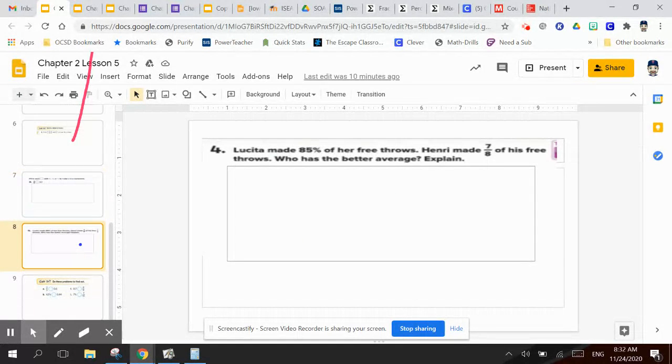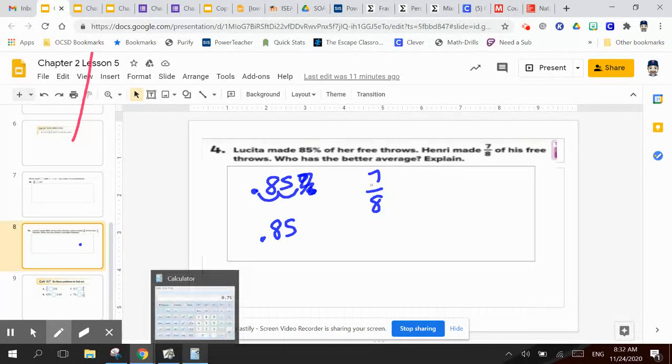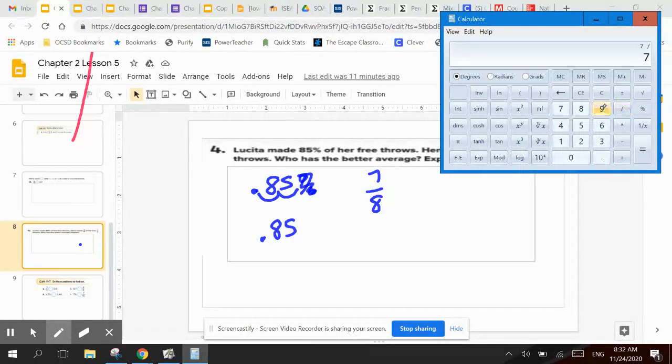Here on example 4, it says Lucida made 85% of her free throws. Henry made 7/8 of his free throws. Who has a better average? So again, 85%, 7/8. To change a percent to a decimal, as we had before, we take away our percent sign and we move our decimal 2 places back to the left. So our decimal here is 0.85. 7/8, I take 7 divided by 8, and I get 0.875.